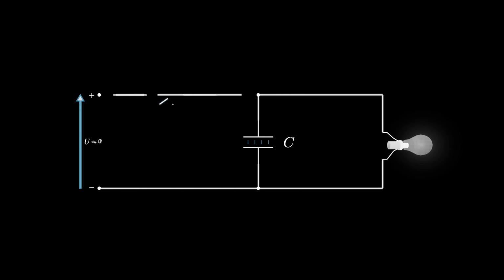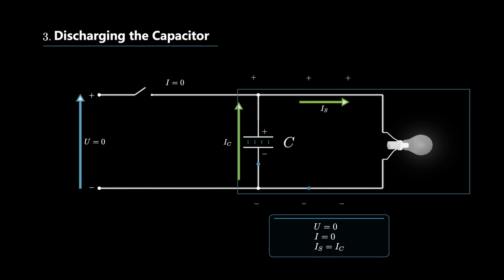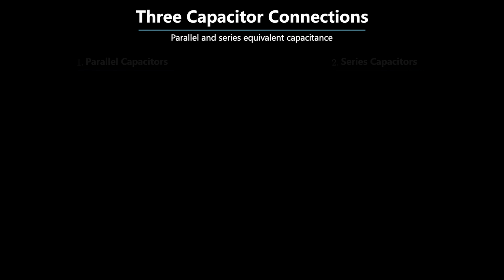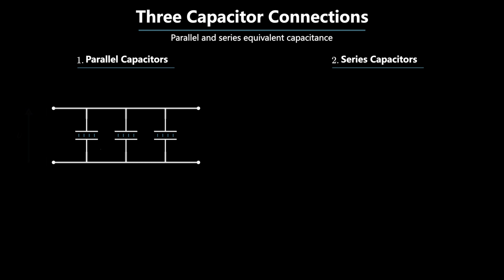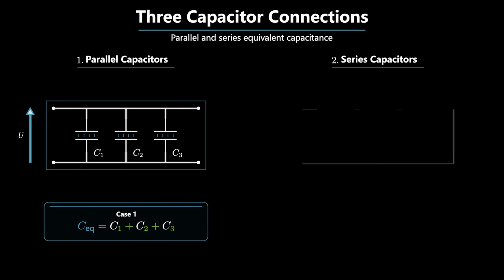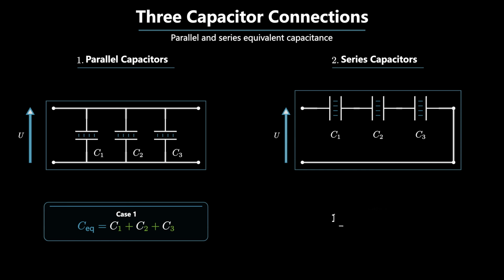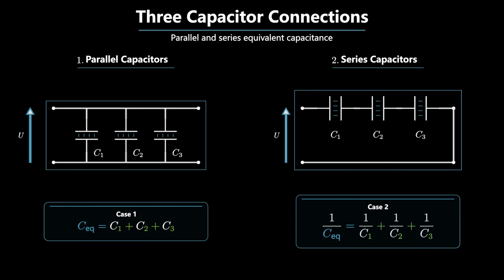If we turn off the source, discharging follows. The capacitor now acts like a small battery that briefly powers the light bulb, releasing the energy it stored earlier. When it comes to connecting capacitors, the rules are opposite to those for resistors. A parallel connection increases the total capacitance, while a series connection decreases it.